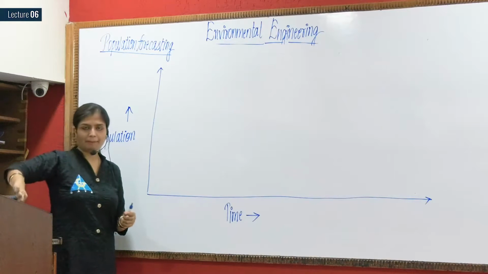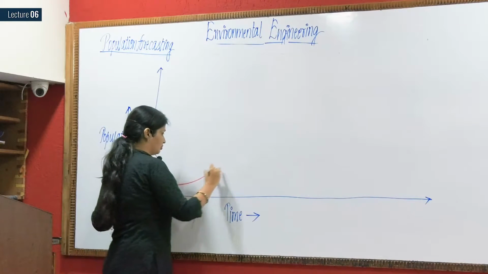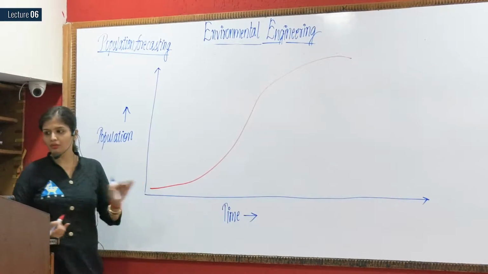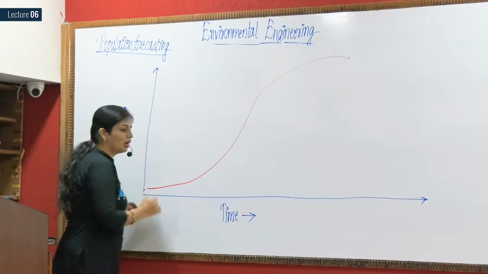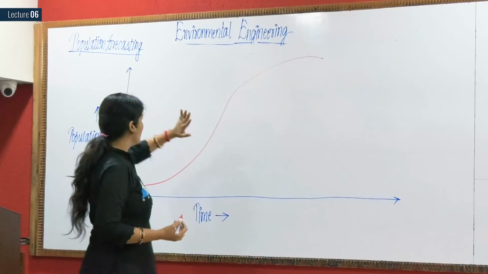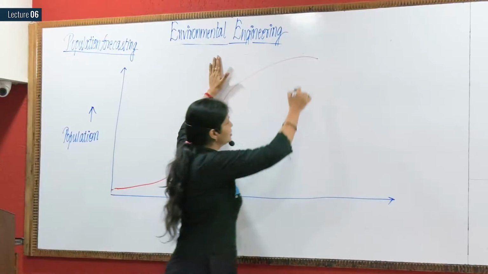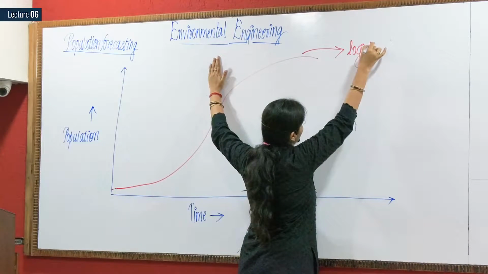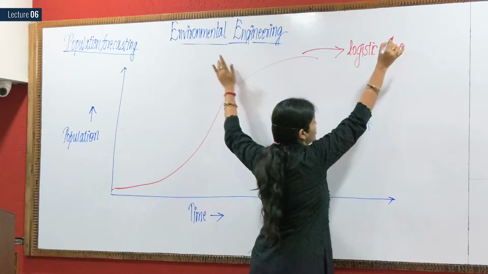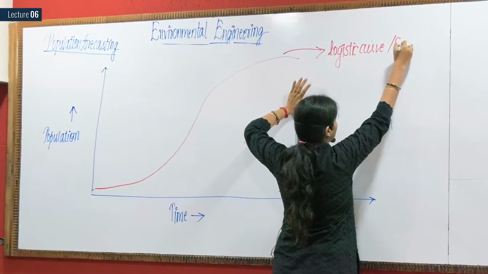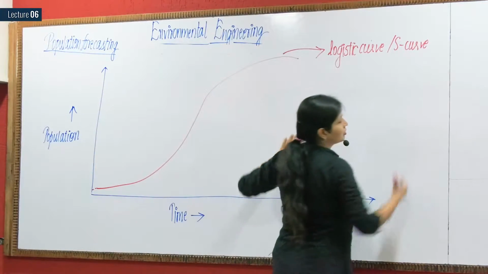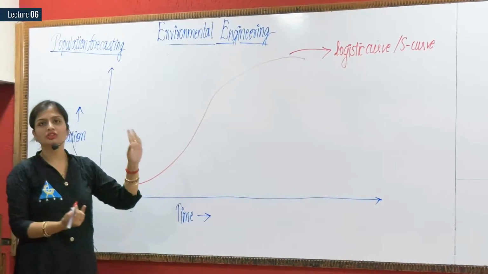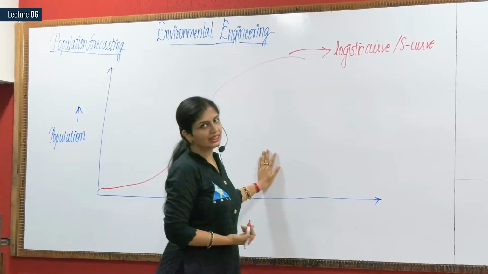Now we'll draw an S-curve. I've drawn this S-curve now. This whole S-curve is known as the logistic curve or S-curve, or you can call it the autocatalytic curve. Fine. Now, this S-curve, we'll divide it into 3 different phases and we'll study the 3 phases.